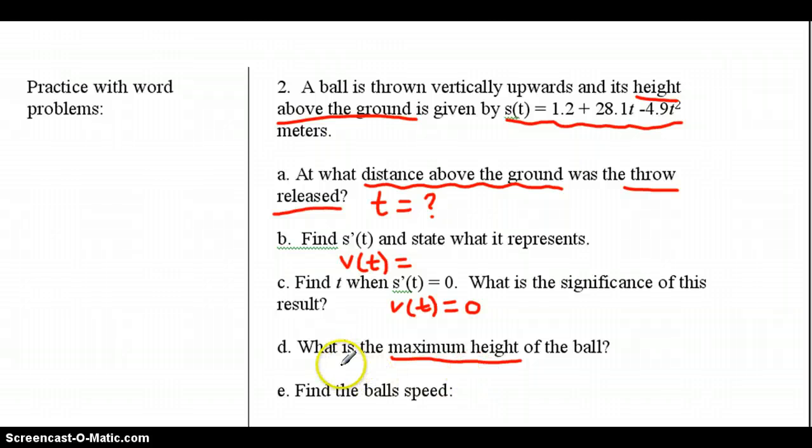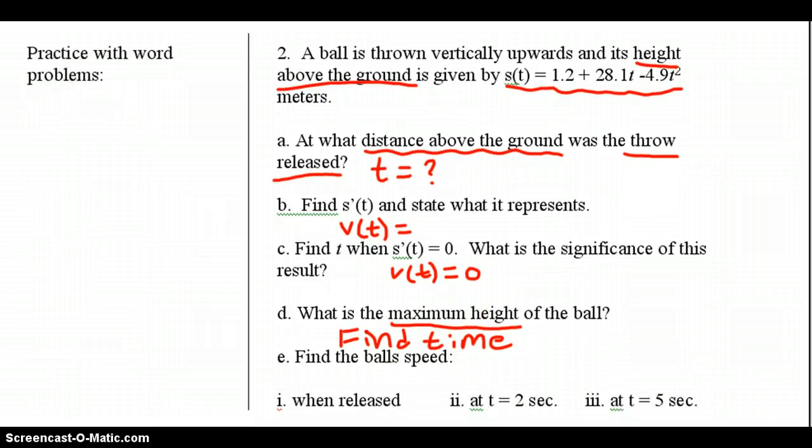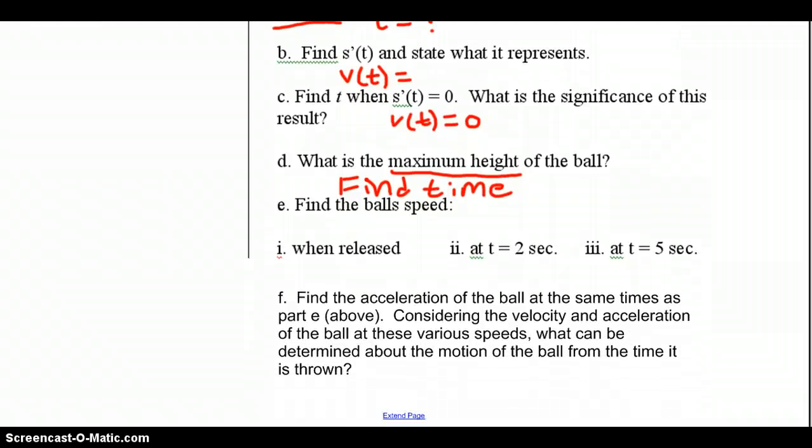If we can find the time that would happen, when our max would occur, then we could use that time to substitute back into our height equation, and then we could figure out how high the ball was at the maximum height. But again, C and D are linked. Think about that. When is the speed at 0? When is the maximum height going to happen? Those two are related. And then our last two, these two are going to bring in our discussion of velocity and acceleration. Find the ball's speed.